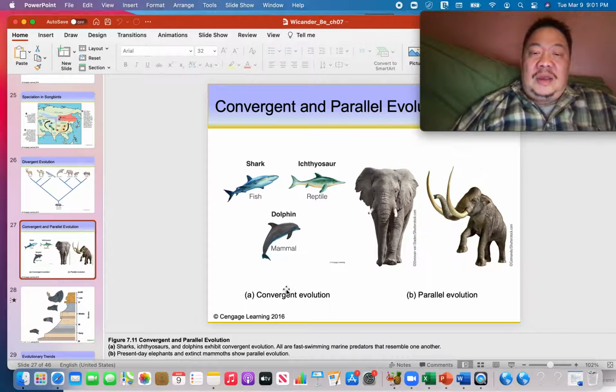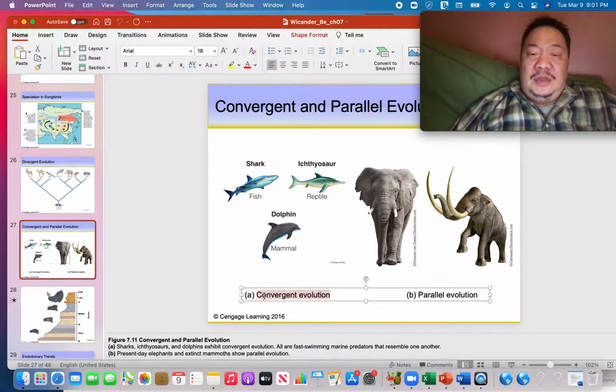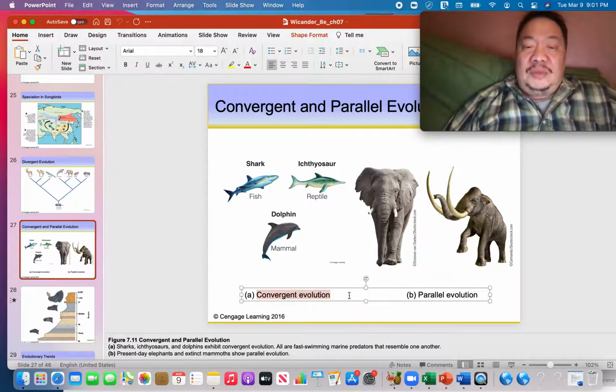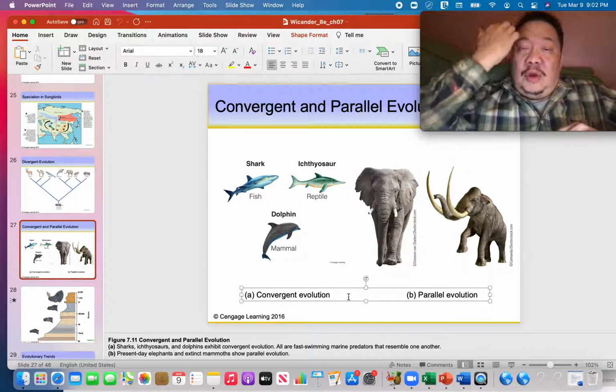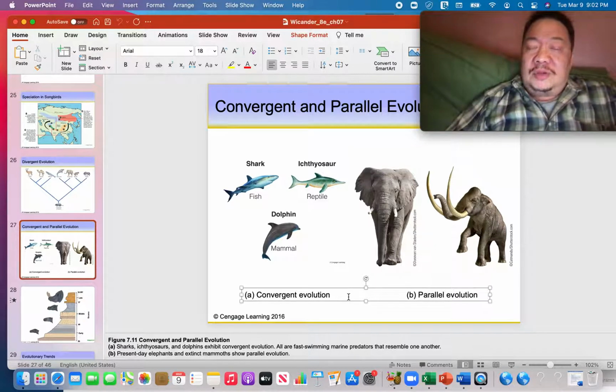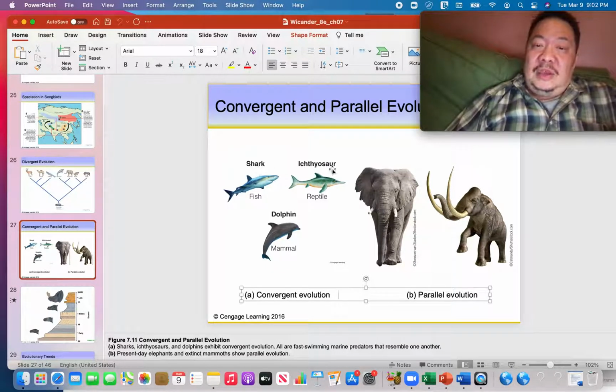Now we're going to talk about convergent evolution. Convergent evolution. Converge means to come together. Now, to show you how convergent evolution works, let's take a look at these three different types of creatures. You have dolphins, sharks, and ichthyosaurs.